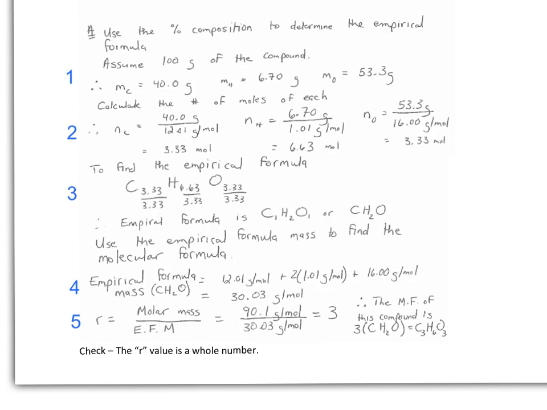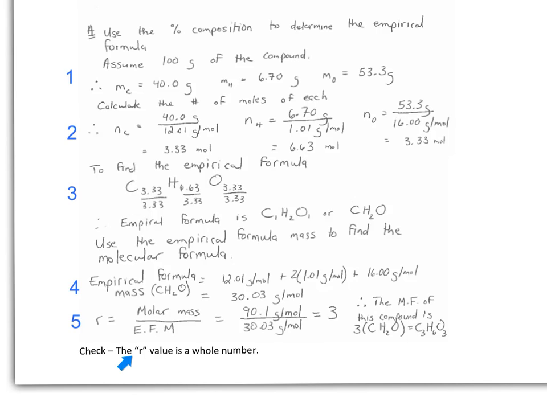Now we want to see how many of those units occur in the molecular formula. We take the molar mass that was given, the 90.1 grams per mole, and divide it by our empirical formula mass, which we just figured out, and we get this nice whole number of 3. So there are 3 empirical formula units in the molecular formula, which means that we need to multiply the subscripts in the empirical formula by 3, which gives us C3H6O3.